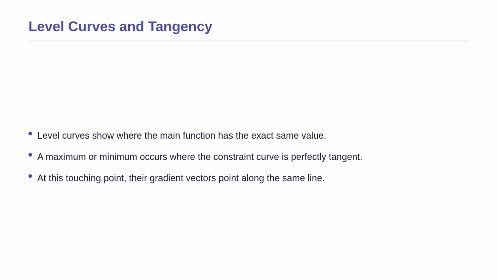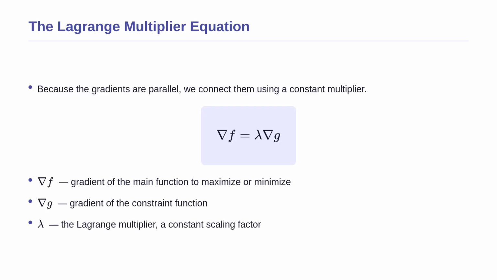To understand how we find this specific point, we need to look at level curves. These are rings showing where our main function has the exact same value, just like contour lines on a topographic map. If you walk along the constraint curve, your elevation keeps changing as long as you cross these level curves. The only way your elevation stops changing, meaning you have hit a maximum or minimum, is if your path runs perfectly parallel to a level curve. At this exact touching point, the two curves are tangent, and their gradient vectors must point along the exact same line. This geometric tangency leads us directly to our core formula.